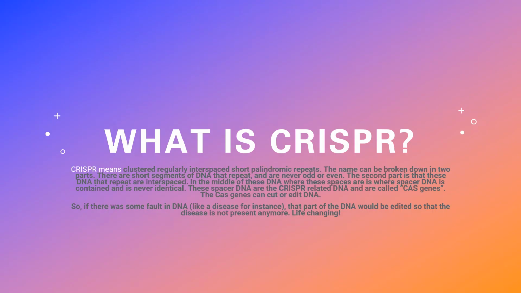CRISPR is an acronym that means clustered, regularly interspaced, short palindromic repeats. The name can be broken down into two parts. The first part being the CRI, clustered, regularly interspaced, which basically means that the DNA repeats are interspaced. And the second part, SPR, short palindromic repeats, meaning that there are short segments of DNA that repeat that are never odd or even. In the middle of these DNA, where the spacers are, is where spacer DNA is contained and is never identical. The spacer DNA are the CRISPR-related DNA, and they're called Cas genes.